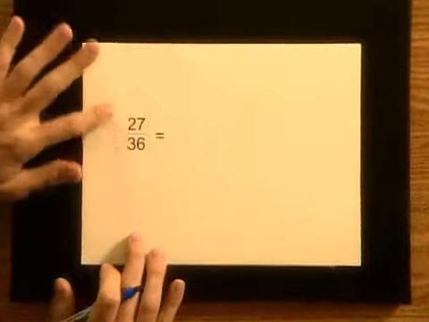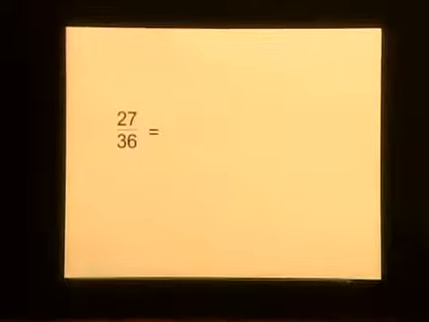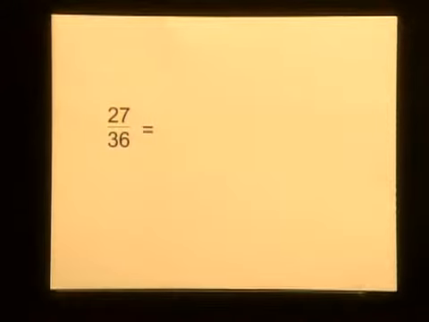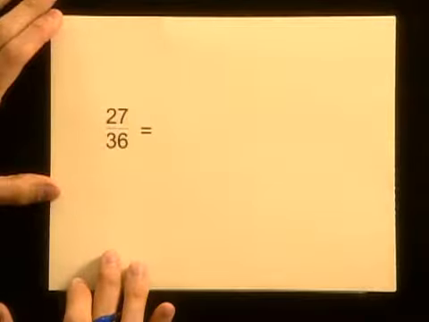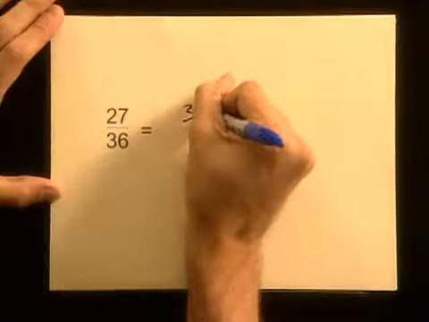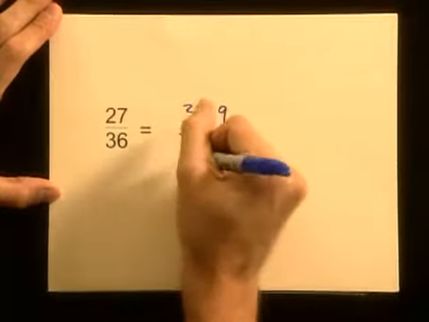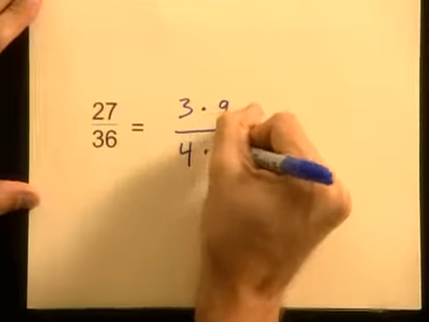Let's start with a fraction that we're familiar with. This one does not have any variables, but Hannah, you should have already learned how to simplify this type of fraction. You find the greatest common factor of 27 and 36. What's the biggest number that goes into 27 and 36? 9. So we rewrite 27 as 3 times 9, and 36 as 4 times 9.